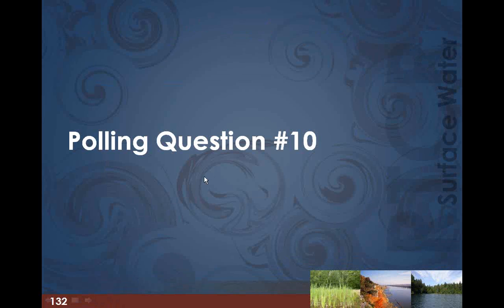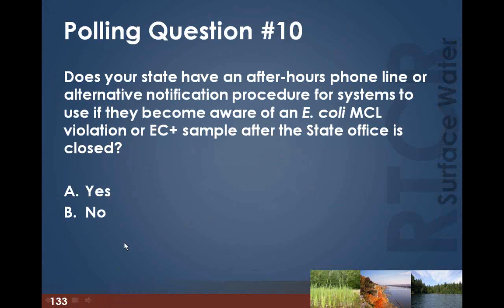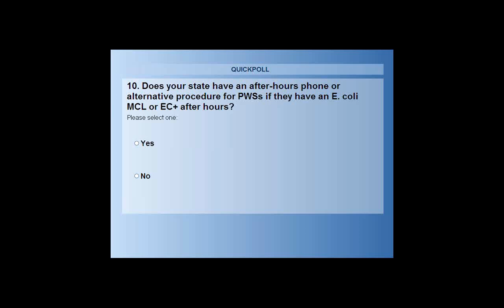And that takes us to our polling question, and while I turn this over to Nancy, we're also working on some of the questions that have come in and may answer that immediately following the polling question. I'm going to launch our poll here. We were curious from the state whether you have an after-hours phone or alternative procedure for water systems when there is an E. coli MCL violation, or they find that they have an E. coli positive result after normal business hours. So we wanted to see what that was for your state.